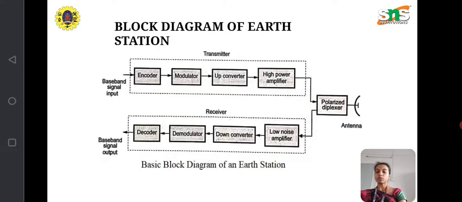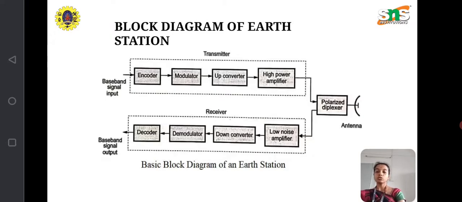This is the block diagram of an Earth station, where we have a transmitter block and a receiver block. In the transmitter block we have an encoder, modulator, up converter, and high power amplifier, and in the receiver block we have a decoder, demodulator, down converter and a low noise amplifier.